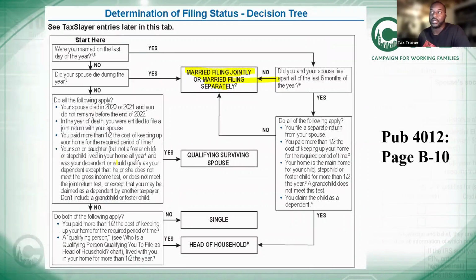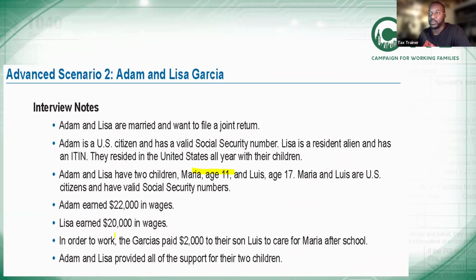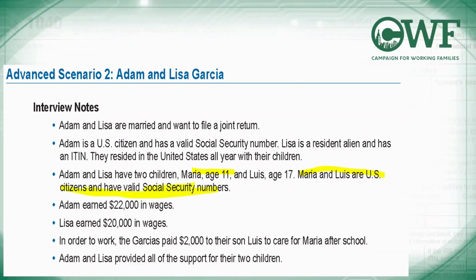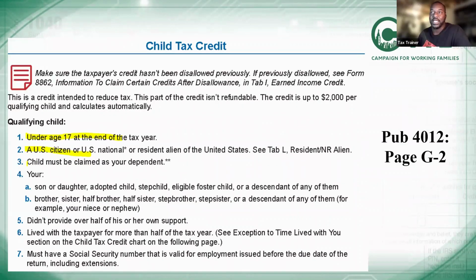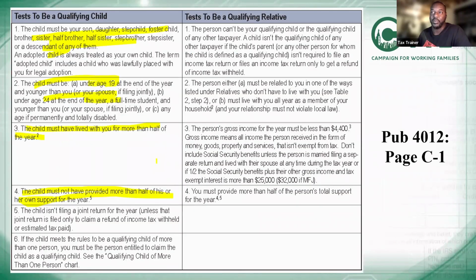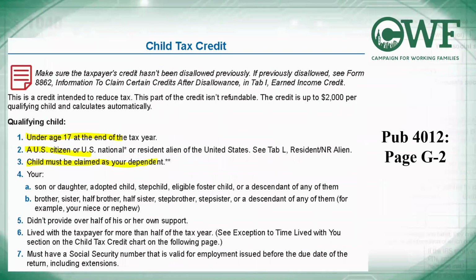Is the child a U.S. citizen? Is the child Maria? Maria and Louise, the 2 children, are U.S. citizens. They're both citizens, and they have social security numbers, right? Can I claim them? Yes. So I can claim them.